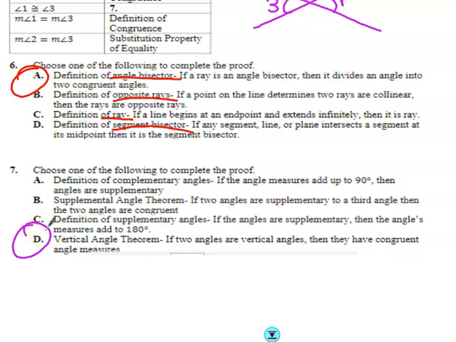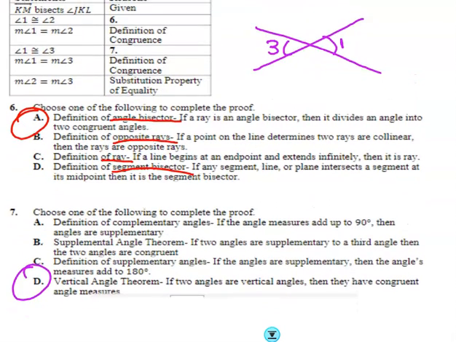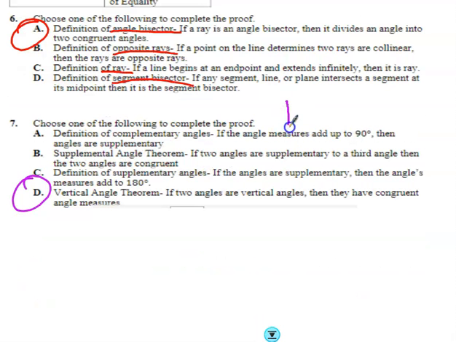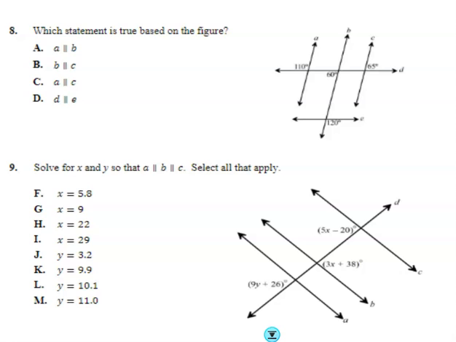So looking at the different options and seeing which one connects, which one can answer these proof questions, okay? If it was complementary, that would mean that those two angles added up to 90 degrees and they would be next to each other. Supplementary angles add up to a straight line, so they would be next to each other and they'd add up to 180. All right, moving right along.